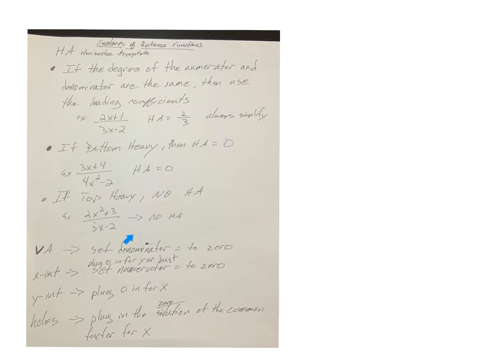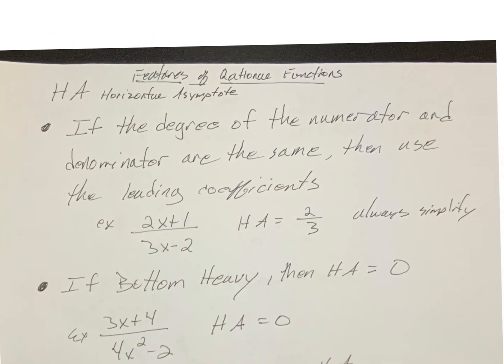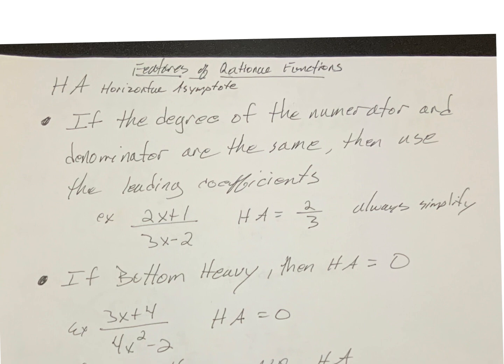Okay, in this video, I'm just going to review some of the things we talked about in class. So let's start by taking a look at these statements. Remember, one of the things we looked at was finding the horizontal asymptote. This is a feature of our rational functions. If the degree of the numerator and the denominator are the same, then we use the leading coefficient. And I'll give you an example here.